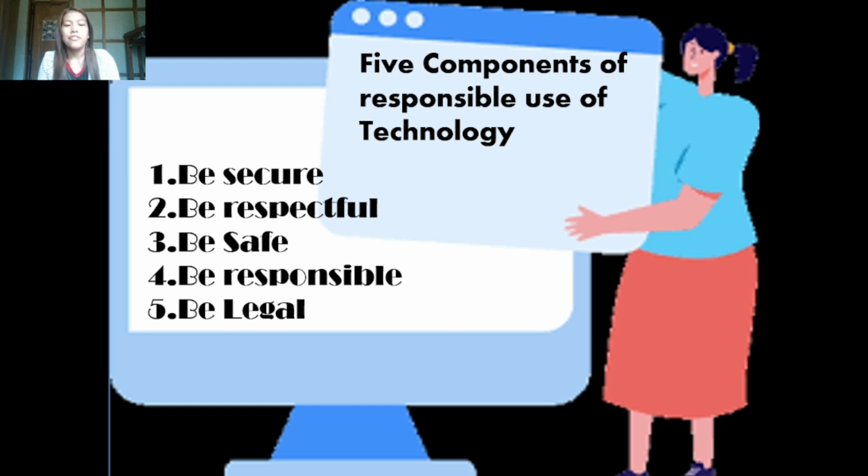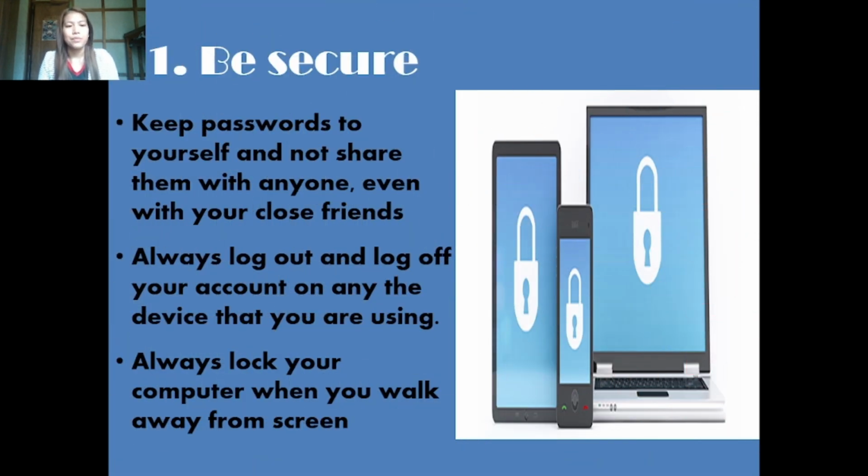First is be secure. Second, be respectful. Third, be safe. Fourth, be responsible. And of course, last, be legal. Let's discuss first, be secure. In be secure, you must keep your password to yourself and do not share it with anyone, even your close friend. Do not share that to your friends or any close friends.